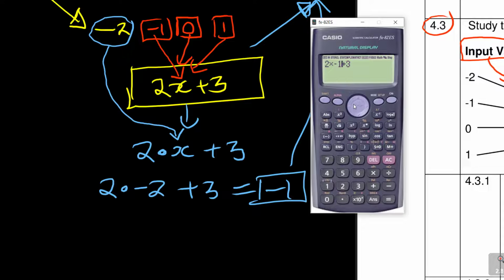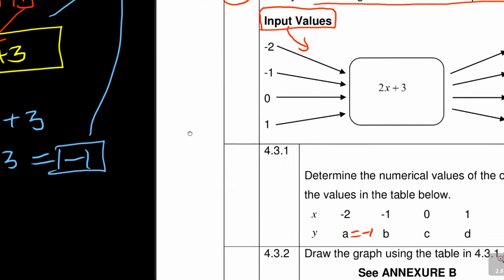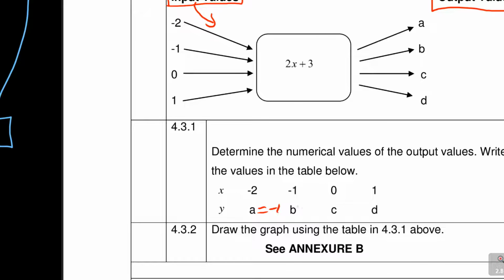Let's play back. When it's 0, what do we get? We get a 3. You see that? So it's 1, it's 3. Let's play back. When it's 1, what do we get? We get a 5. You remember those numbers? 1, 3, 5. So B is equal to 1, C is equal to 3, and D is equal to 5. Guys, is this difficult?